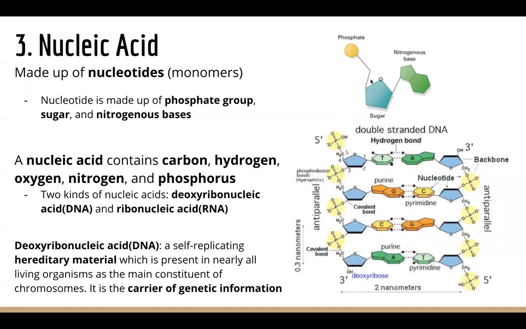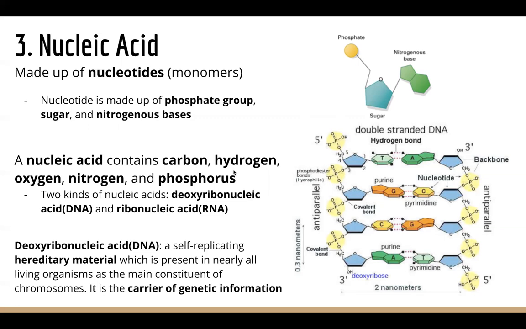One nucleotide looks like this, and it is made up of a phosphate group, a sugar, and a nitrogenous base. When a lot of nucleotides combine together, which we can see right here, here's a nucleotide, here's a nucleotide, here is a nucleotide. When they join together, they form something called a nucleic acid. And a nucleic acid contains carbon, hydrogen, oxygen, nitrogen, and phosphorus, which are listed right here.